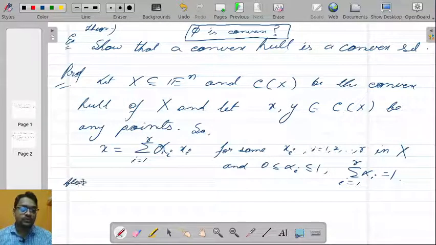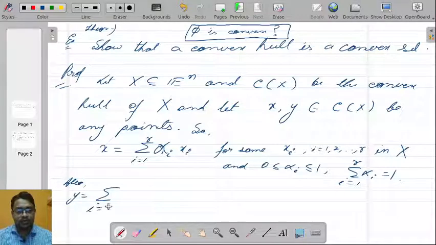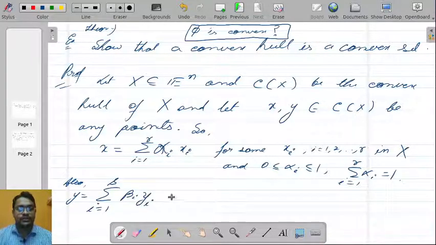Also, y will be something like summation i goes from 1 to s of beta i yi. It may not be xi's. It may happen that some xi and yi are equal. That's a different thing. So, y is a convex combination of some points of X. So, let us take those points as yi.